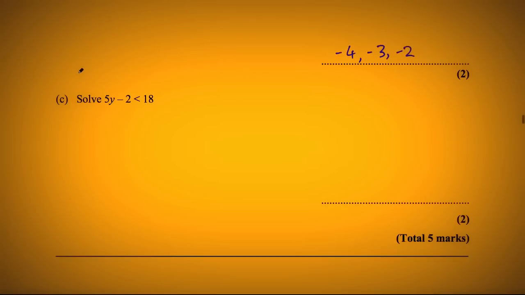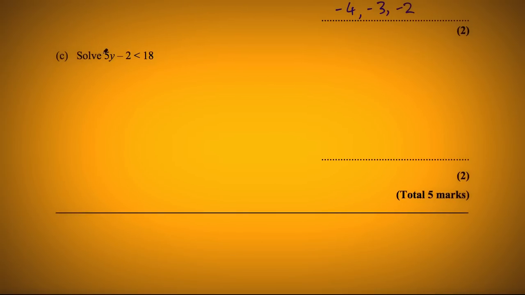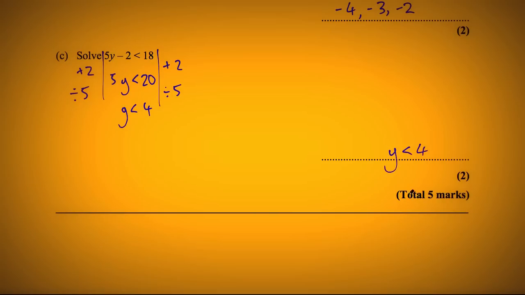And part C, solve 5y minus 2 is less than 18. So solve this like an ordinary equation, add 2 to both sides to get the 5y on its own. That's 5y is less than 20, and divide by 5. Y is less than 4, and that's just a straightforward inequality solution there.